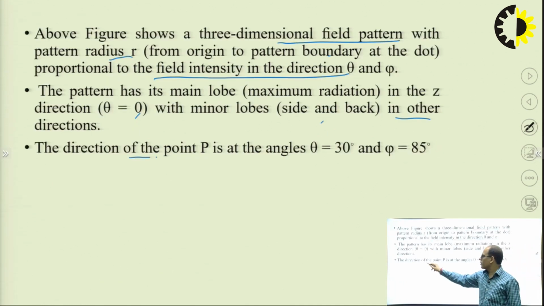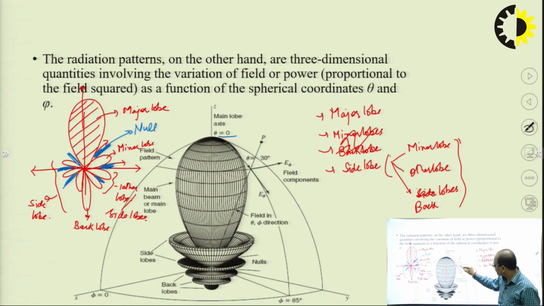Now the direction of point P is at the angle theta equal to 30 degree. This one is the direction of P, where this one is r and this one is theta, equal to 30 degree, and this one is phi. If I take the transformation of this point P in the xy plane, this direction gives phi equal to 85 degree.